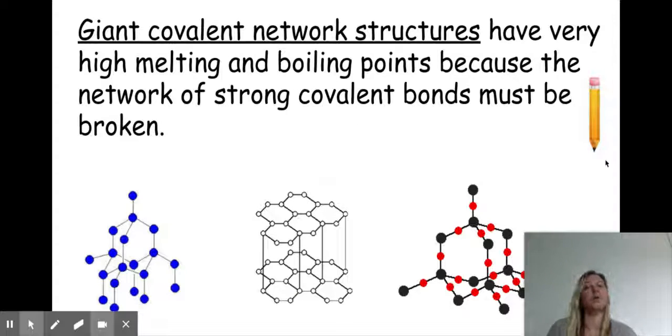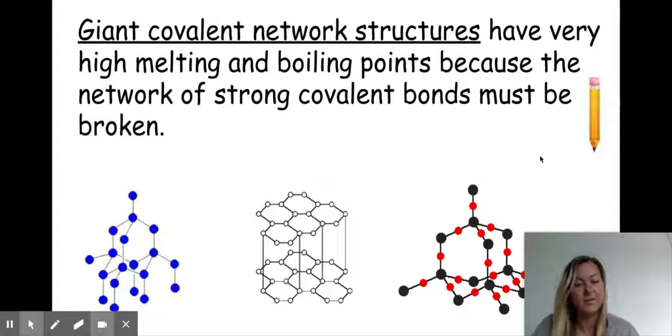Giant covalent networks are different. They have strong covalent bonds throughout the entire structure. So they are just one big giant network of strong covalent bonds. If you try to melt or boil these, then it's the covalent bonds that must be broken, and they are so strong that it takes lots and lots of energy to do this. That's why their melting points are thousands of degrees Celsius, because it requires so much energy to break these strong covalent bonds. Again, that's another note I'd like you to copy.